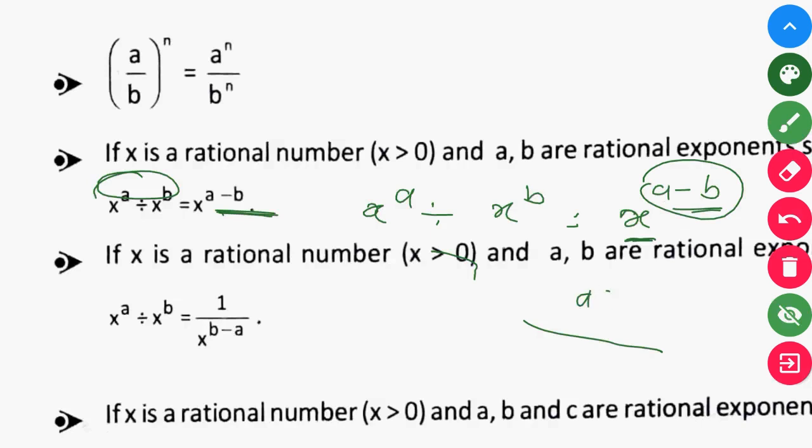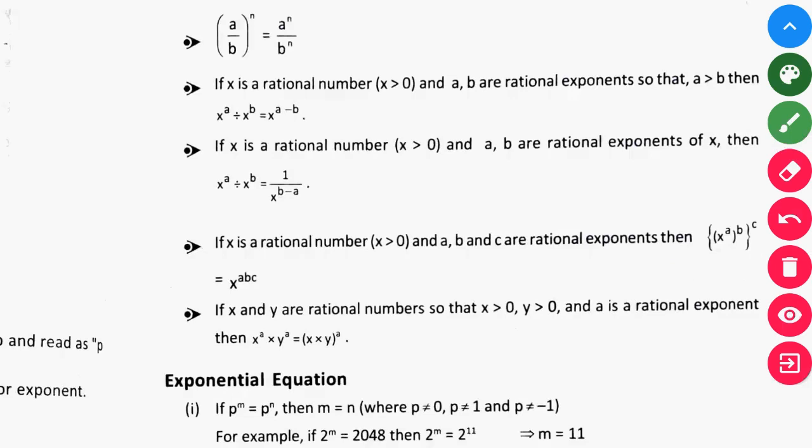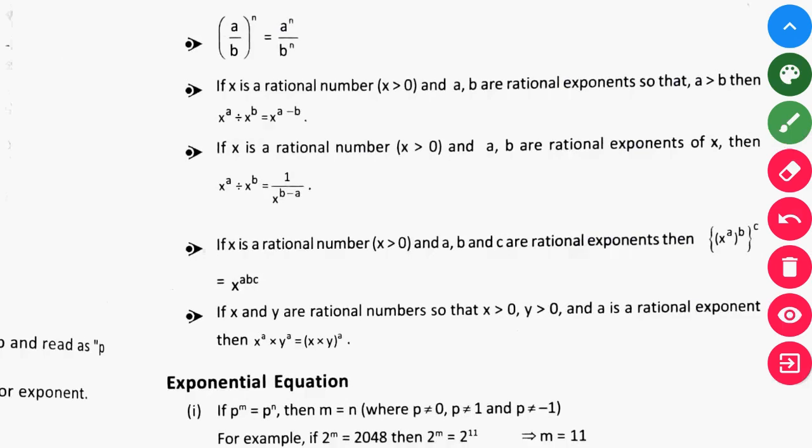The answer is positive if a is greater than b, but if a is less than b, then you get a negative exponent. If we get a negative exponent, then we can write 1 upon x raised to b minus a, because b is greater than a. Ultimately we have to take its reciprocal. I thought you didn't get my point. I will show you.